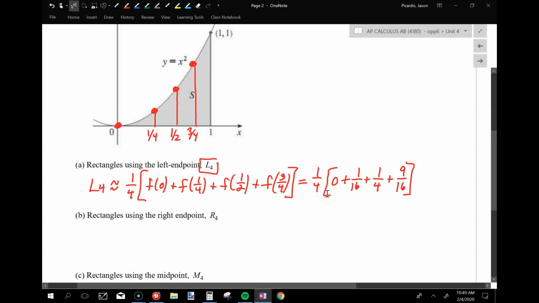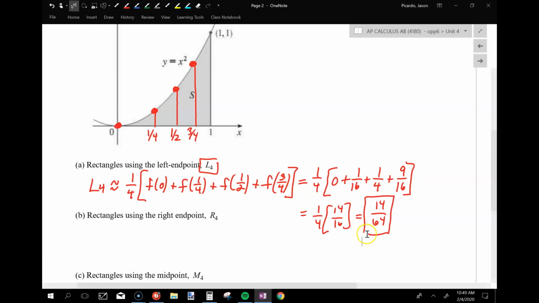Yep. So I have 1/4 times 14 sixteenths. 14/64. That's my first approximation, if I evaluate it on the left-hand side.